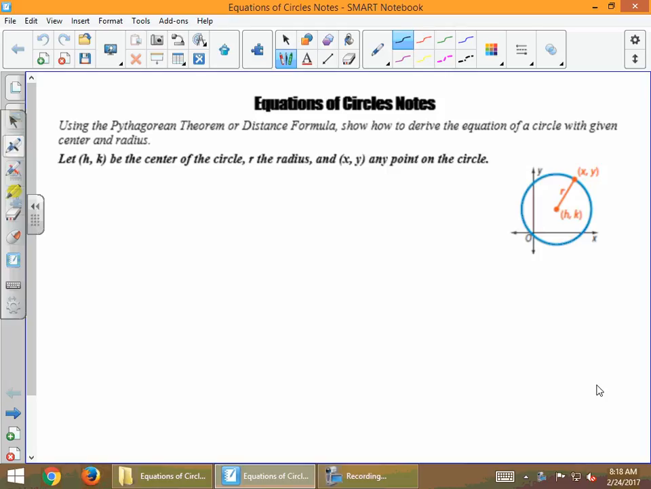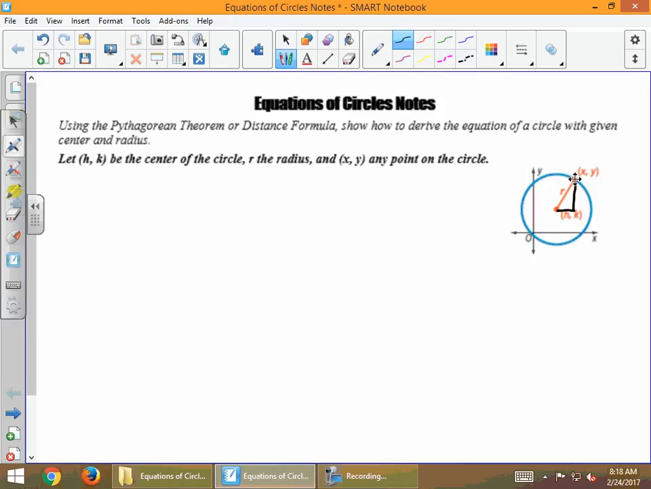So we're going to say h, k is the center of the circle, and then the radius r, which is drawn, and then the endpoint of that radius is x, y. So kind of how they derive the equation of a circle is they found the distance of the radius. That's where we get our equation. So again, to find distance, we use the Pythagorean theorem.